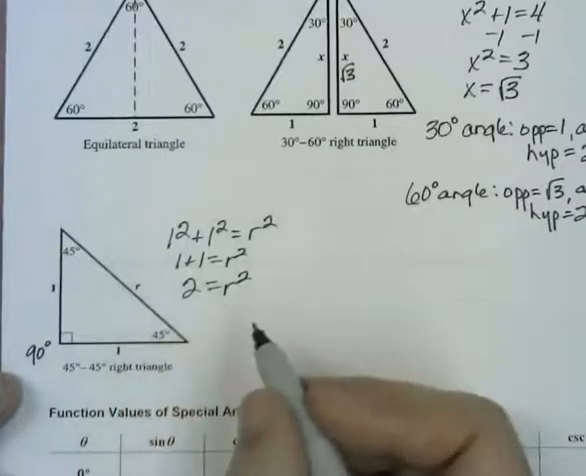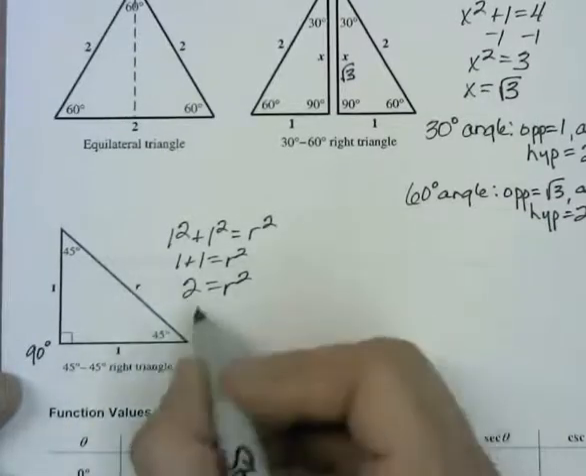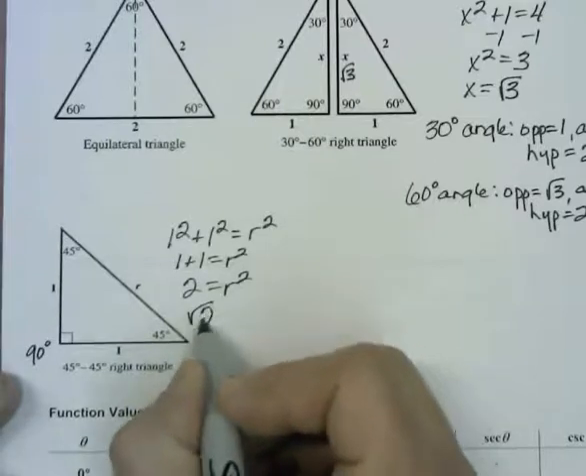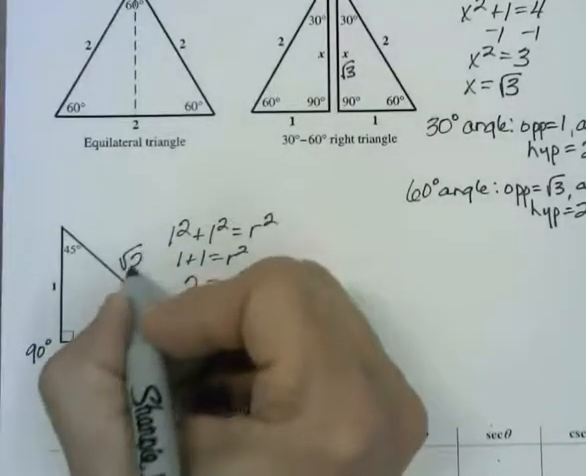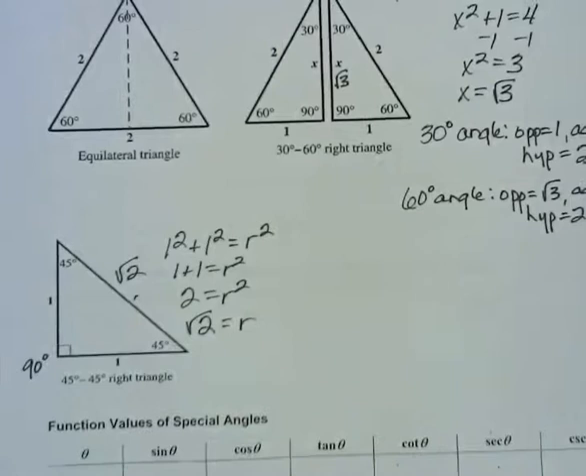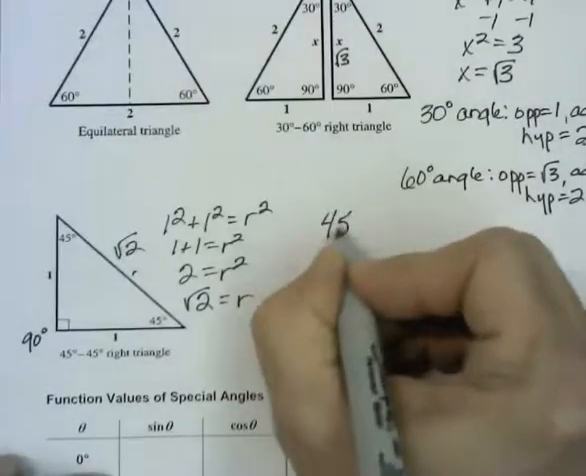So we end up with 2 equals r squared. Since this is a triangle, we just want positive values for the distances. So we're taking the positive square root of each side, which gives us the square root of 2 for the r. That's going to be the value for our hypotenuse for this triangle.